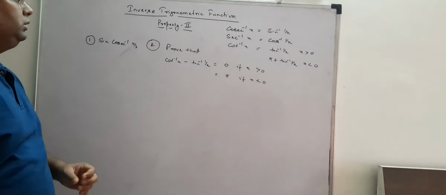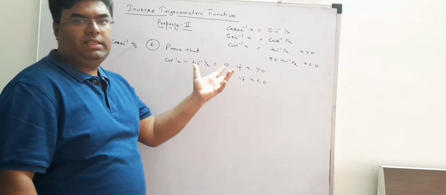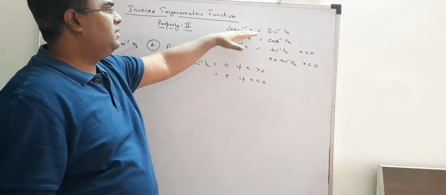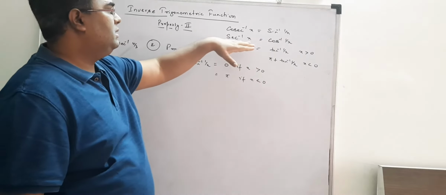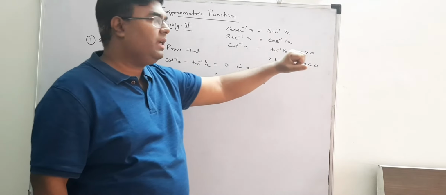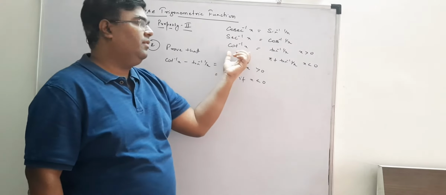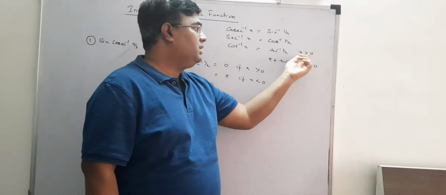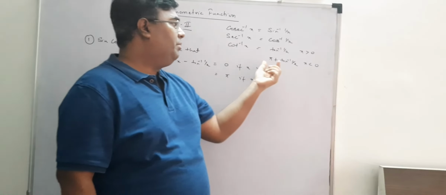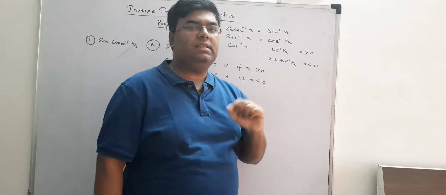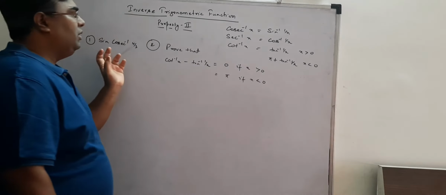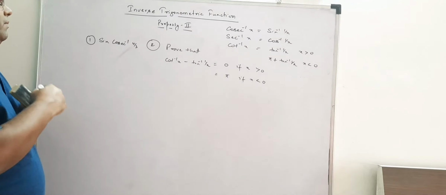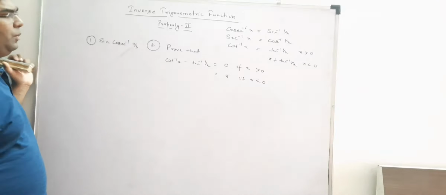Okay, coming to the second property, let's revise it, which is also known as the reciprocal property: cosec inverse x is equal to sin inverse 1 by x, sec inverse x is equal to cos inverse 1 by x, and for cot inverse x we had two formulas: tan inverse 1 by x if x is greater than 0, and pi plus tan inverse 1 by x if x is less than 0. So I have taken two examples. Both are very simple right now, so there is no complexity in this property.